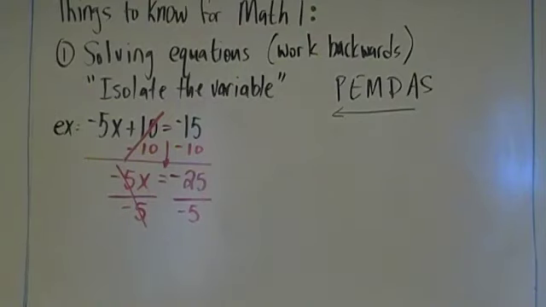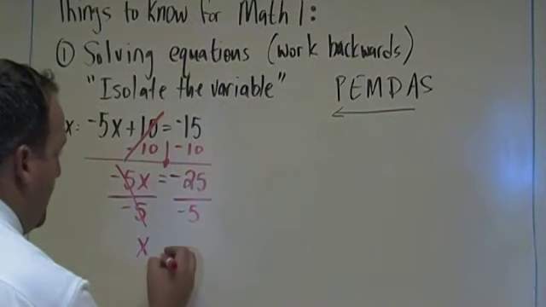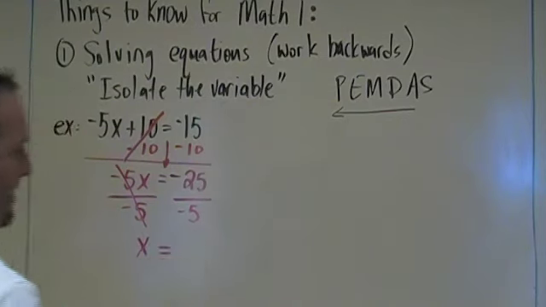Negative 5x divided by negative 5, the negative 5's cancel out. Actually, it becomes a 1. And 1x is just the same thing as saying x. So this side is just going to be x. Bring down the equal sign. And we have negative 25 divided by negative 5. You got to think about your division rules here. A negative divided by a negative is going to be a positive. And 25 divided by 5 is going to be a positive 5.